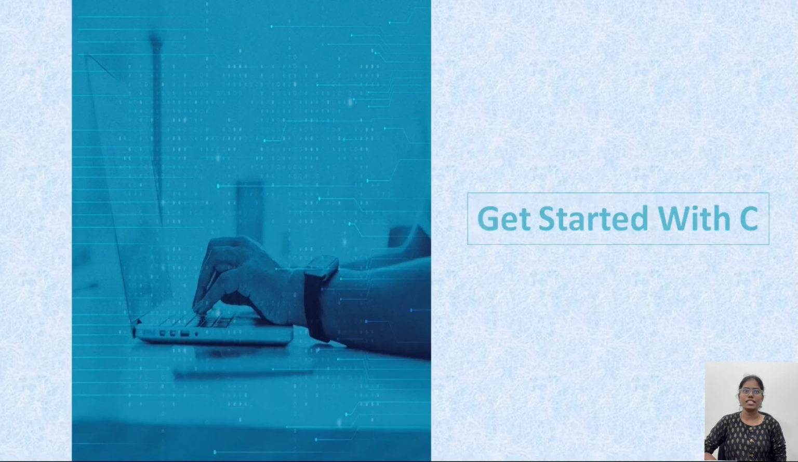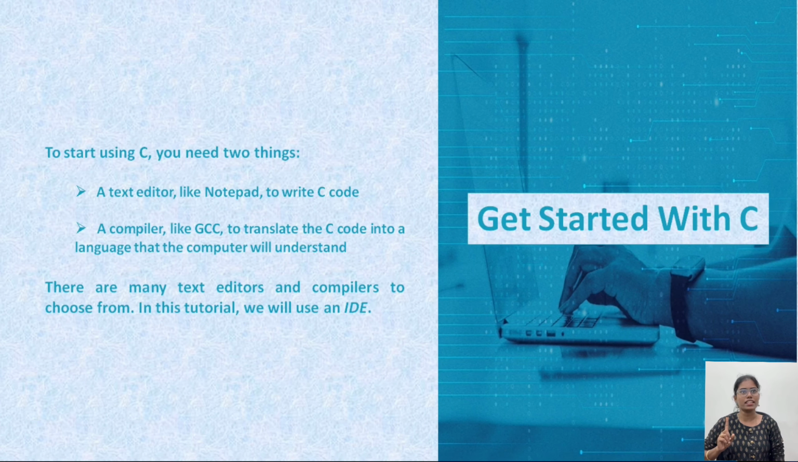To start using C, you need two things: a text editor like Notepad to write C code, and a compiler like GCC to translate the C code into a language that the computer will understand. There are many text editors and compilers to choose from. In this tutorial, we will use an IDE.